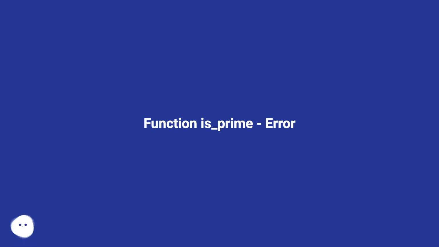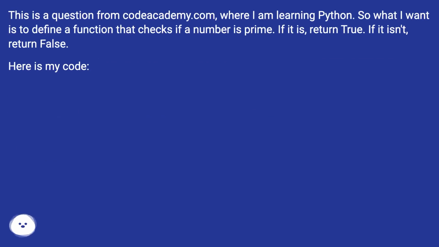Function is_prime, error. This is a question from codecademy.com, where I am learning Python. So what I want is to define a function that checks if a number is prime. If it is, return true. If it isn't, return false. Here is my code.